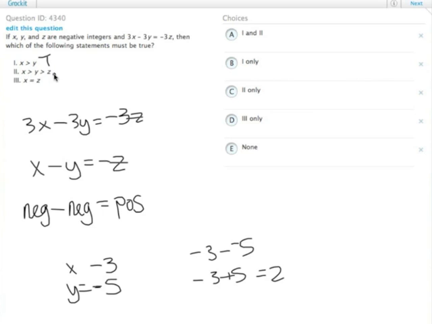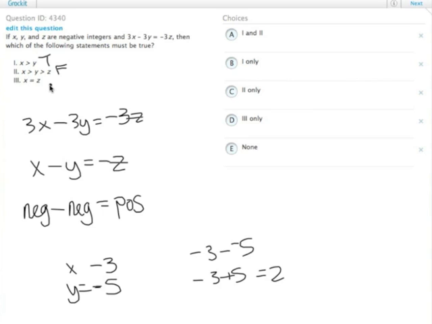X is greater than y is greater than z is what statement 2 says. We actually don't have any information at all about where z is relative to x and y. We know it turns out to be a positive number in the final equation, but it starts out as a negative number, and we don't know its relationship with the other two. There's no way we can get to that from the information that we have.